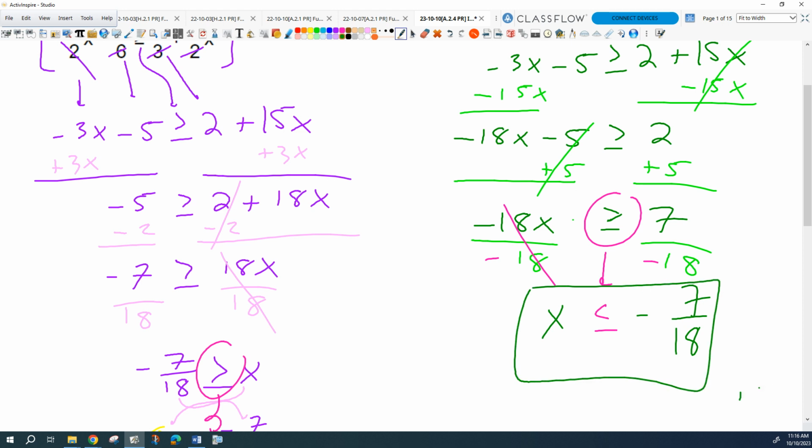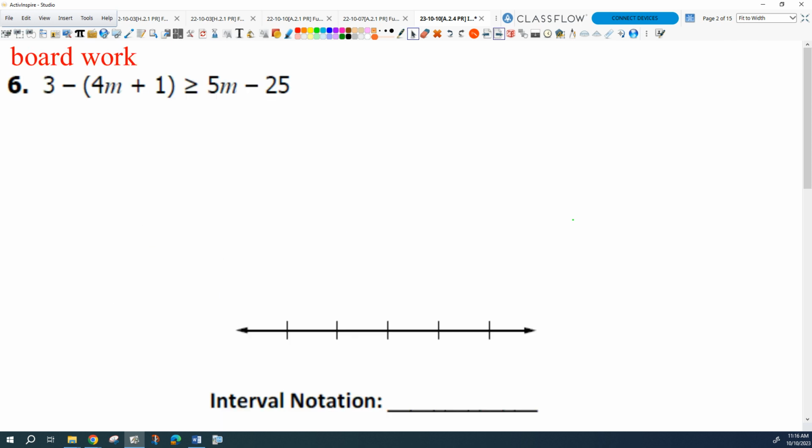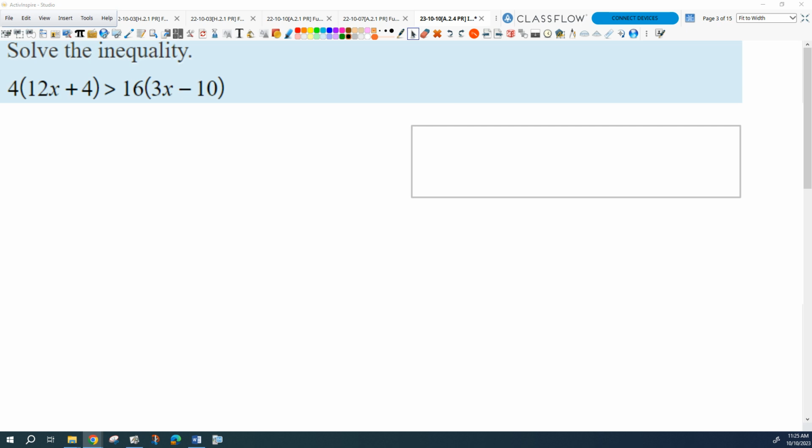Okay, good? All right, so everybody real quick, go to the boards and do 3 things. Solve the inequality, so write it as an inequality, graph it, and write it using interval notation. Go. All right, so we'll go through this pretty quickly.